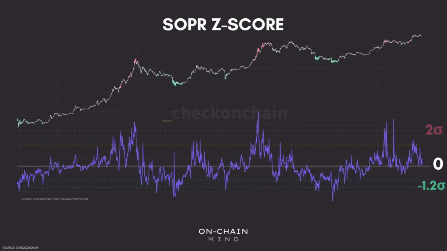Probability bands, which are based on standard deviations, can also be used to assess risk. If SOPR-Z rises above 2 standard deviations, it often means the market is overheating, signaling a potential top. If it drops below minus 1.2 standard deviations, it suggests a capitulation event, which could indicate a market bottom. By combining these insights, traders can refine their strategies and improve their risk management.